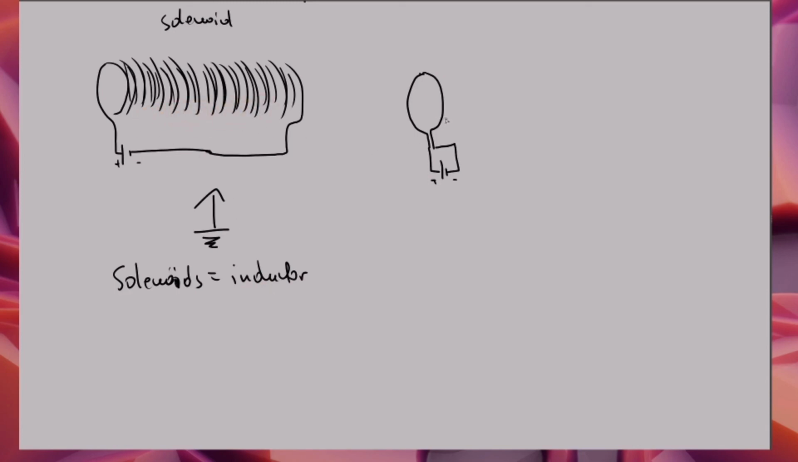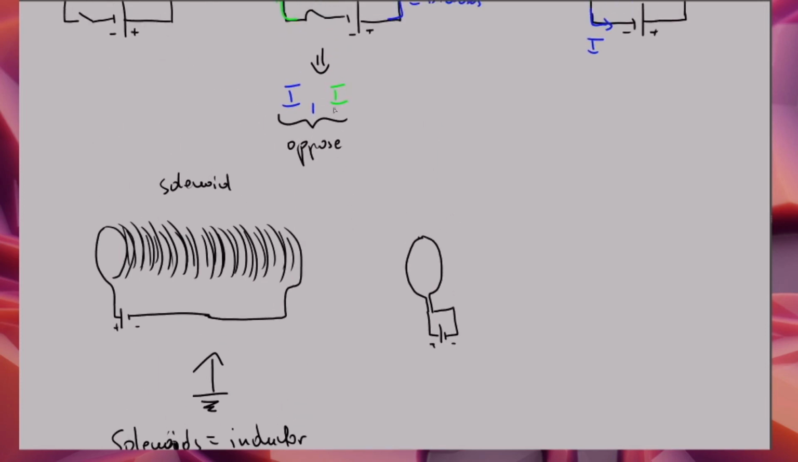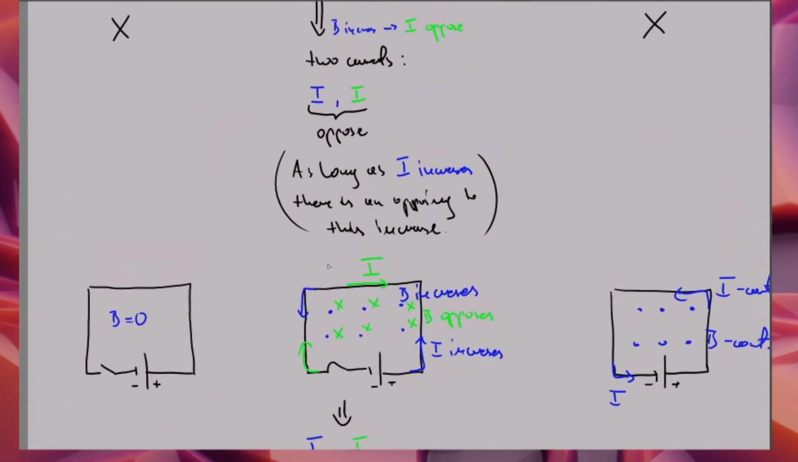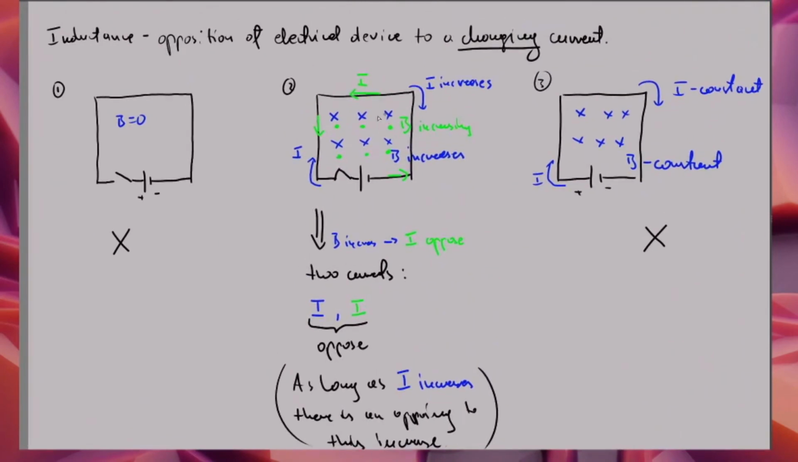Now, a single loop will also have inductance, or will have opposition to the changing current. It's just that its inductance is going to be rather insignificant. However, in some applications, you may have to consider inductances of even straight wires, as long as they're within a closed circuit. But anyway, so now we have a conceptual framework for what inductance is, and the next thing is to try to come up with some sort of an expression where we can quantify this thing. Let's go back to the definition. So here, inductance: opposition of an electrical device to changing current.